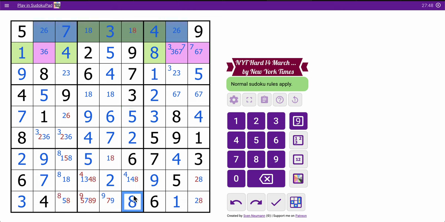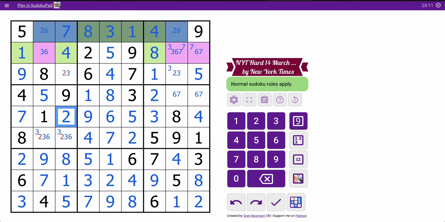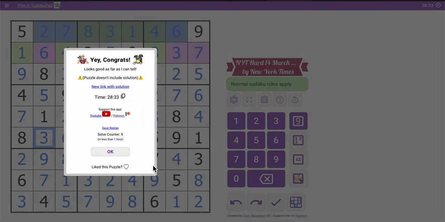8, 1, 8, 1, 8, 1, 4, 3, 7, 9, 9, excuse me, 2, 8, 1, 5, 8. 2 to finish the row. Okay, these are 3, 6. 3, 6, 2. 2 comes over. 6, 7, 3, 2. 7, 6, 6, 3. There we go.